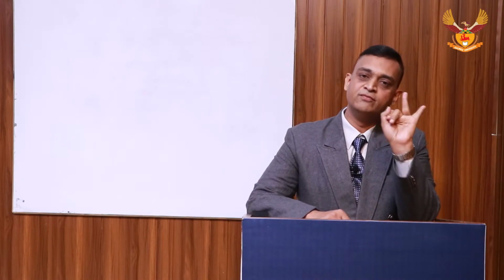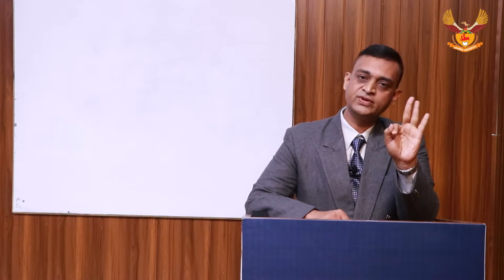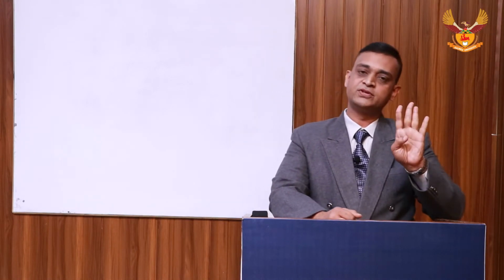Now what are these forms? V1 is the present form, V2 is the past form, V3 is the past participle, V4 is the present participle, V5 is the present simple and V6 is the infinitive form. Let's understand with the help of one example. Let's take the word write. Write is the V1 form, V2 is wrote, V3 is written, V4 is writing, V5 is writes and V6 is to write.